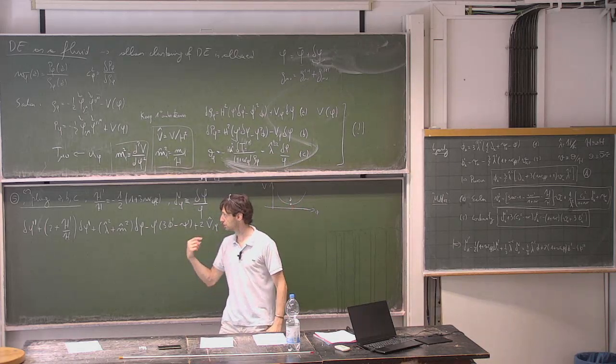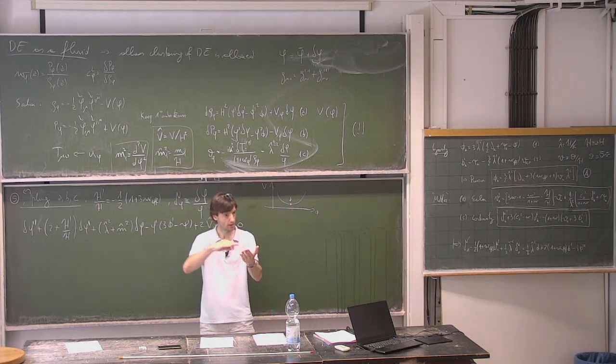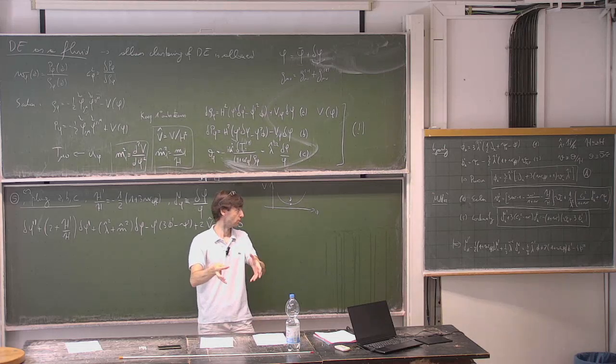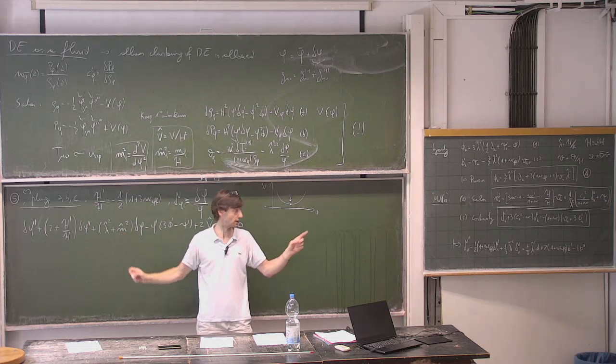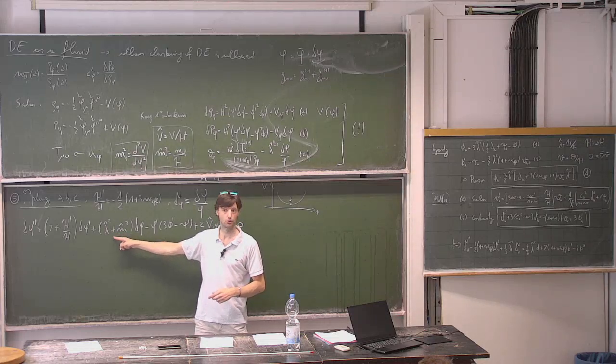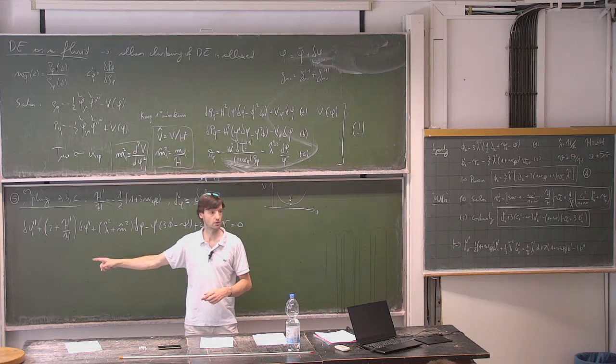Okay? But on certain scale and for some m, yes, it's oscillating slowly, so it looks like dark energy. Sorry, as the, so dark energy can look like a cosmological constant, but it depends on these two guys and on the scale that we are considering. Okay?